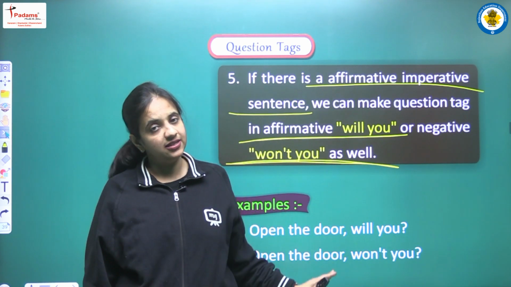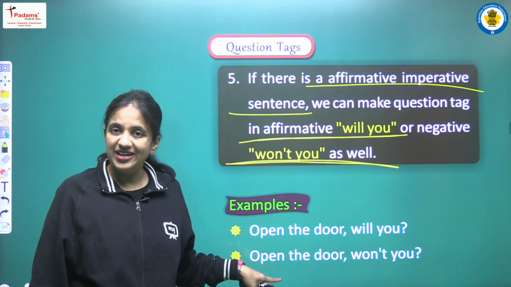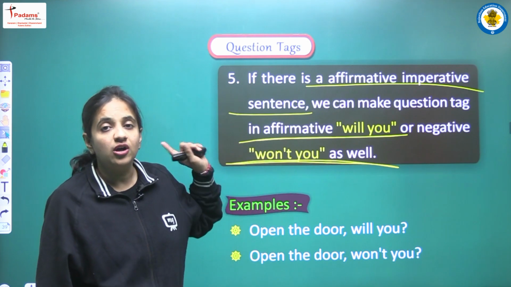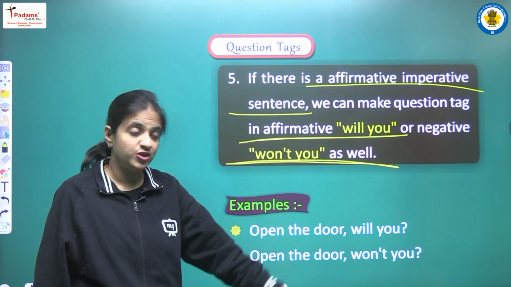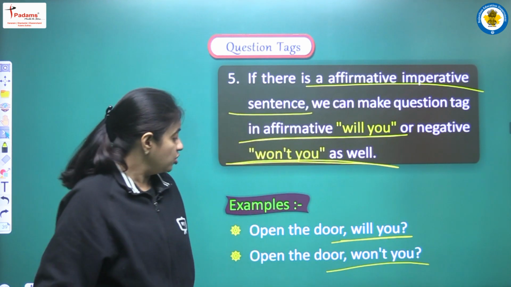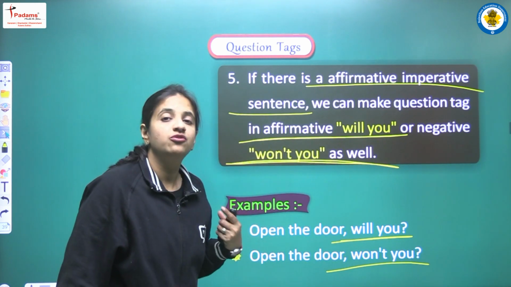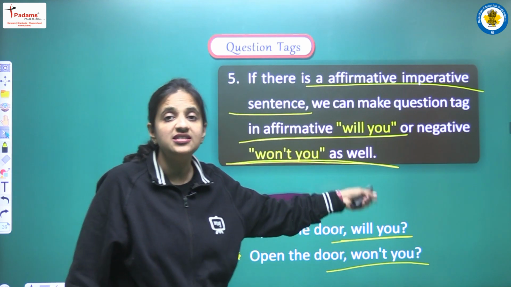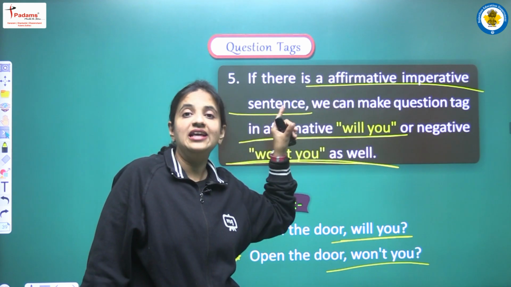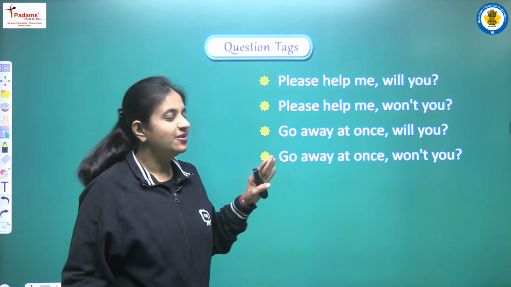Open the door. This thing is clear that open the door is an imperative sentence. Why? Because we are having the first form in the beginning of the sentence, we are having open the door. So it's a positive imperative sentence. So according to the rule, now we are having two options. We can write will you and we can write won't you as well. So we can say open the door, will you, and we can also say open the door, won't you. Okay, so both the options are absolutely right if we are having a positive imperative sentence, or we can say an affirmative imperative sentence. Okay, we are having some more examples with us.